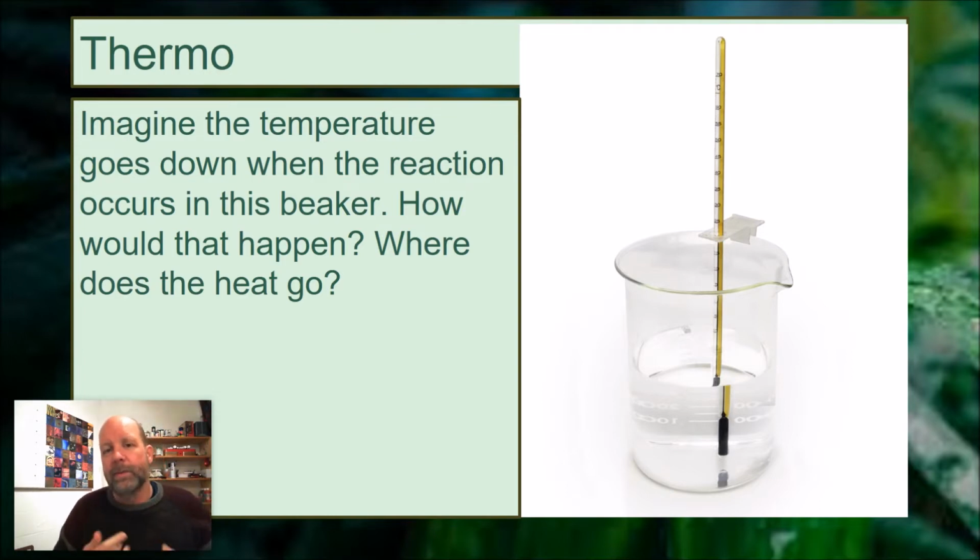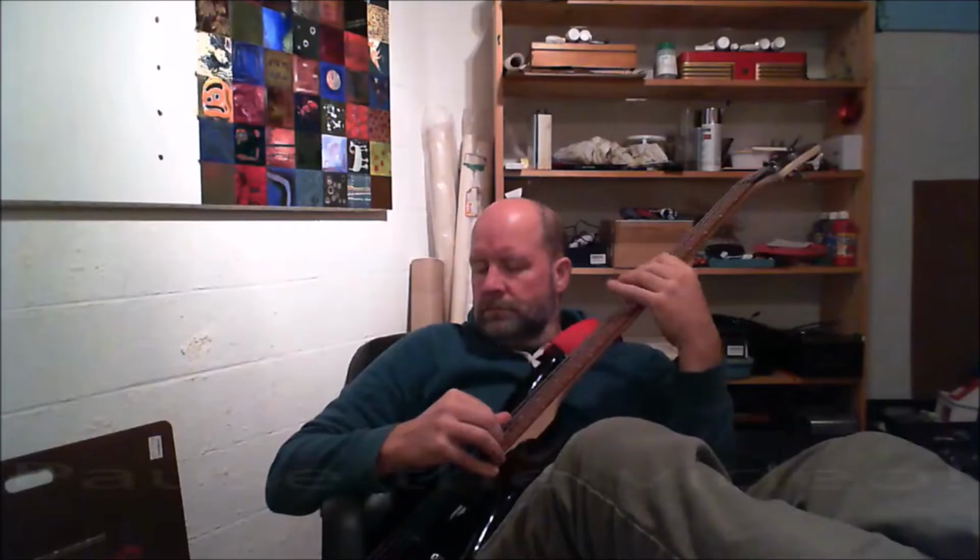Where's the heat coming from? Where's the heat going? If I've got an experiment that happens in this beaker and the temperature goes up, where's that heat come from? If I put something in this beaker and the temperature goes down, how's that happen?